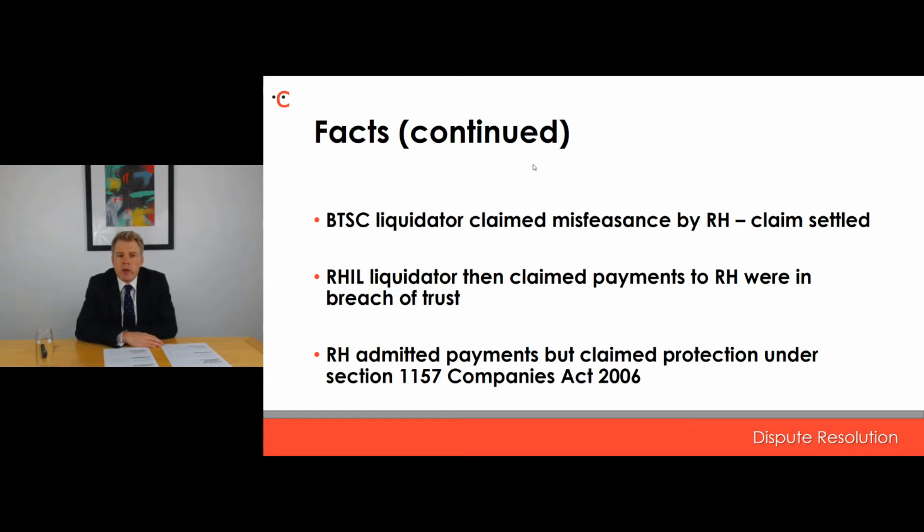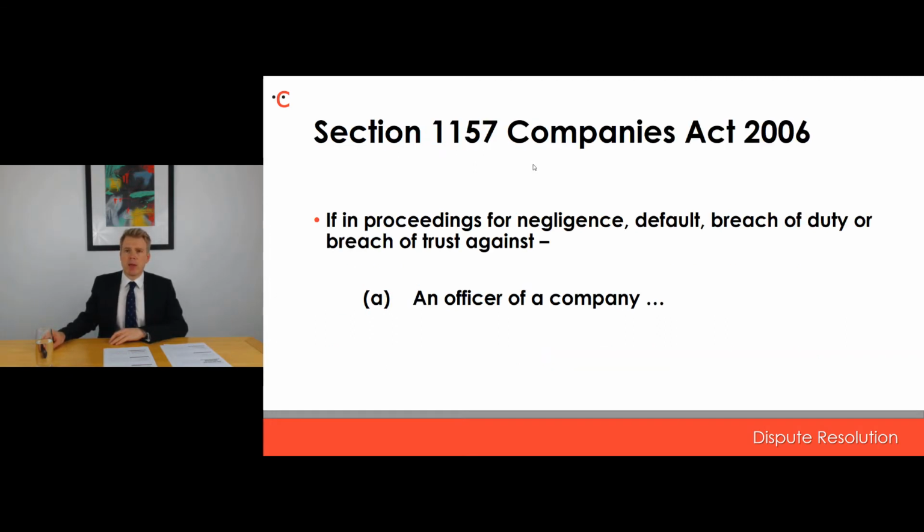Then the other company's liquidator, who was actually the same individual, claimed that the second set of payments, and these were the ones by RHIL to Mr. Hunt personally, were made in breach of trust, and they should be repaid. Mr. Hunt admitted receiving the payments, but he said he shouldn't repay them because he should have relief under a section of the Companies Act, section 1157. And I'll take you through what this says, and it's rather long, so I'll take it slowly.